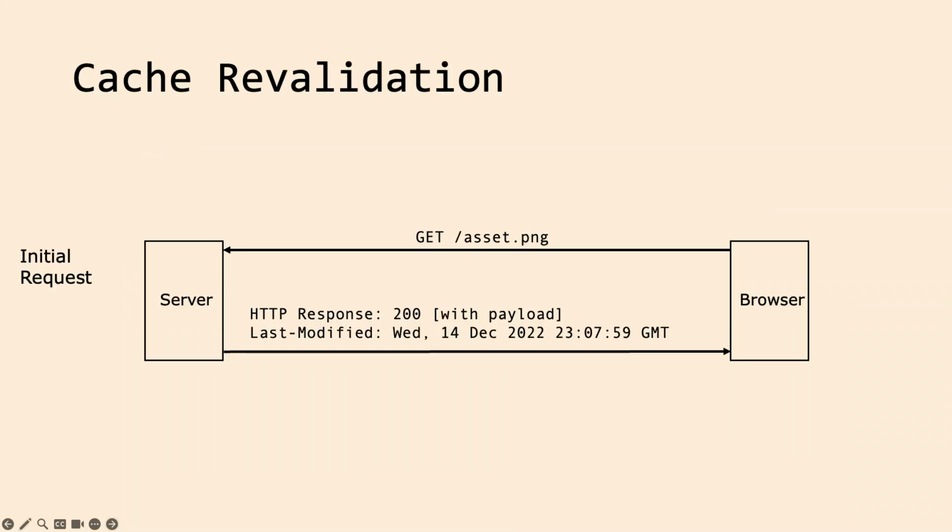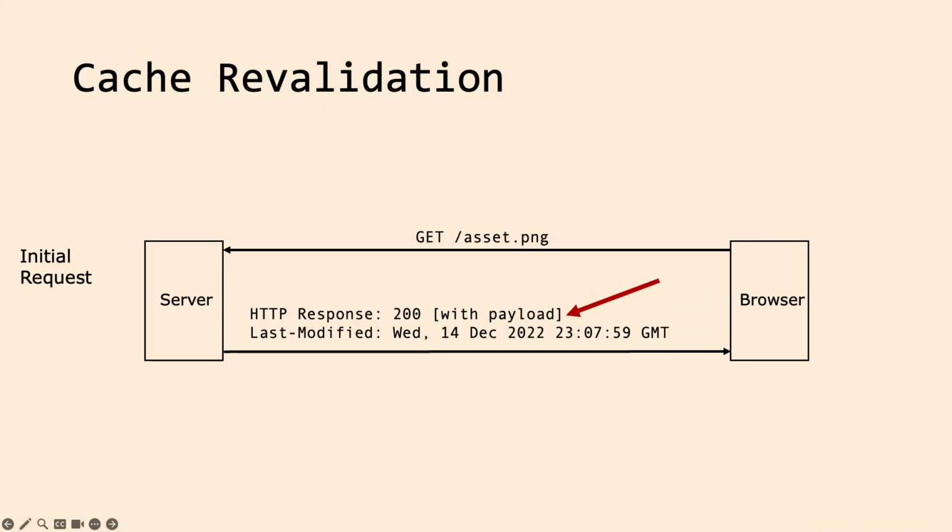So I'm going to run through an example here of cache revalidation. We have an asset that we're requesting, in this case a PNG, and it's the first time we're asking for it. The first thing that happens is we send a GET request over to the server. The server gets that GET request and says, all right, I have this file. It's going to send a 200 response with the payload with that particular image. It's also going to send over some additional headers, and one of those is going to be last modified, and that's telling our browser the last time that this asset was modified.